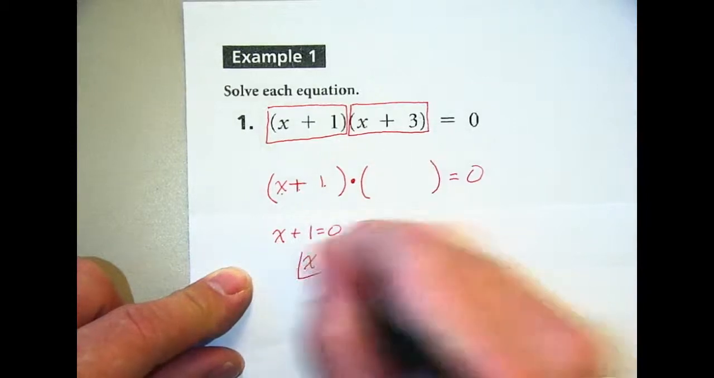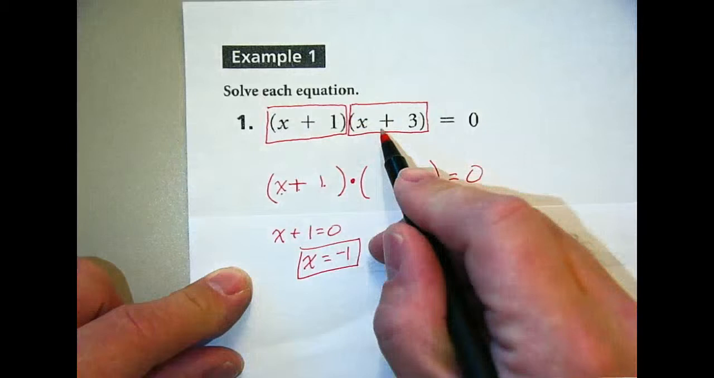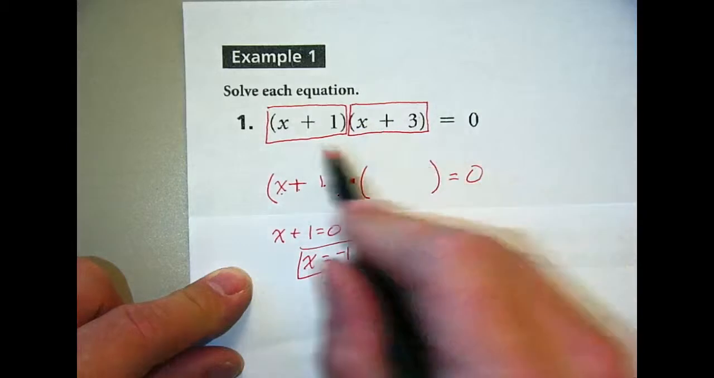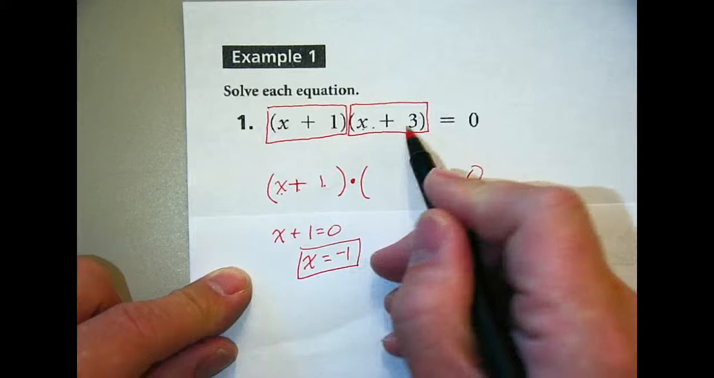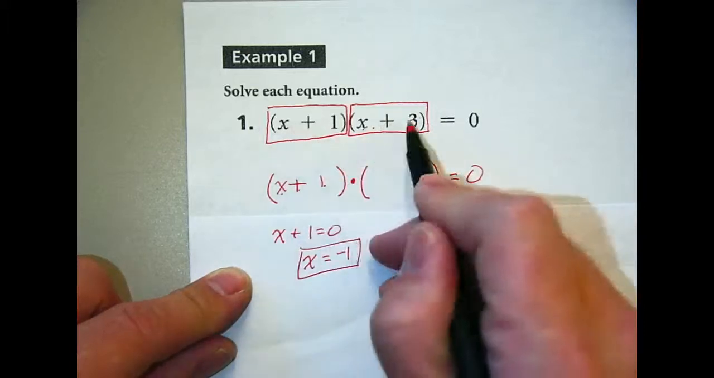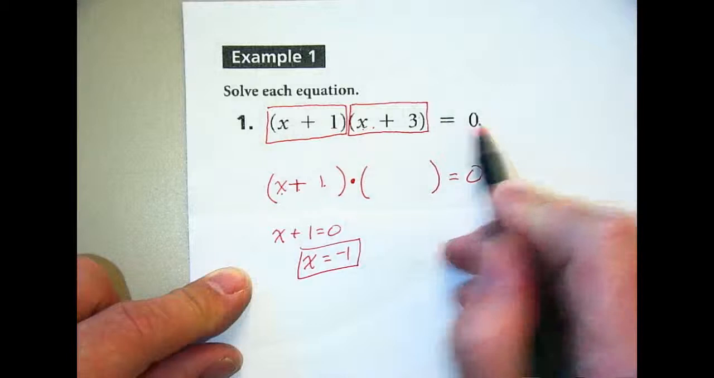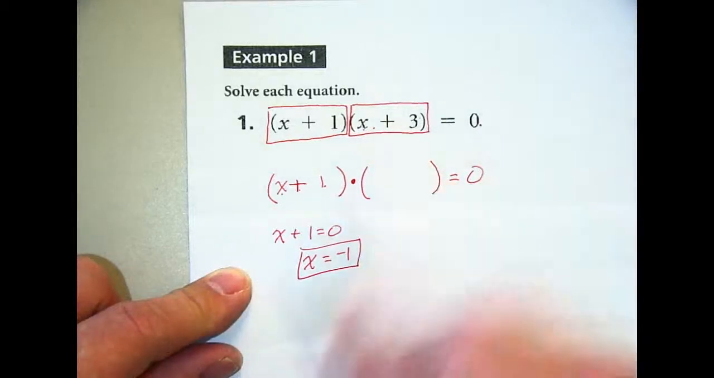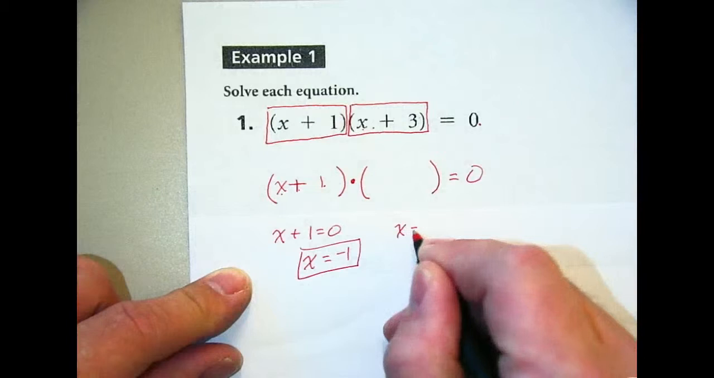Yeah, x could be -1. That would make this quantity 0. Would it make this one 0 if x was -1? No, we'd have -1 times 2. Or, excuse me, we'd have 0 times 2. Is that still 0? Yeah. Okay. What would make this one 0? Yeah? -3. Okay, and that's the other one that TT gave us there.